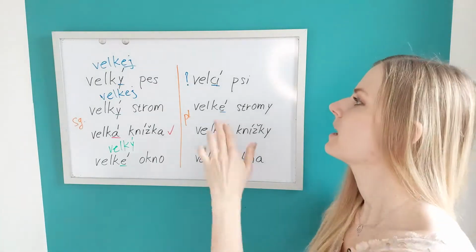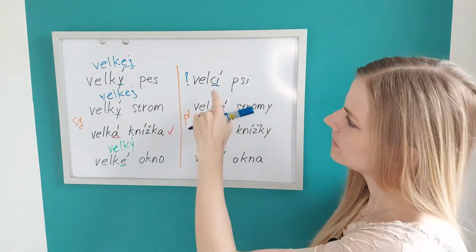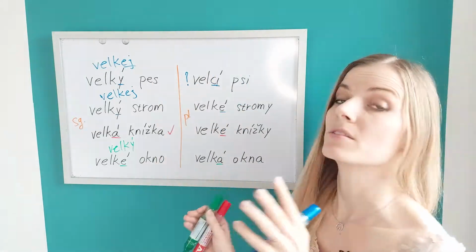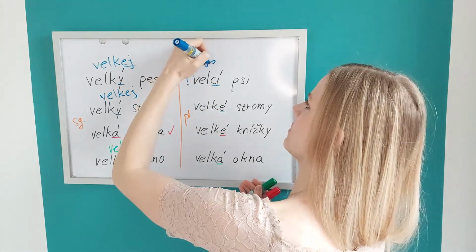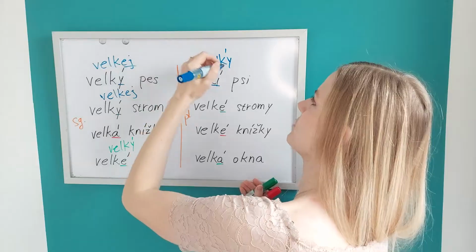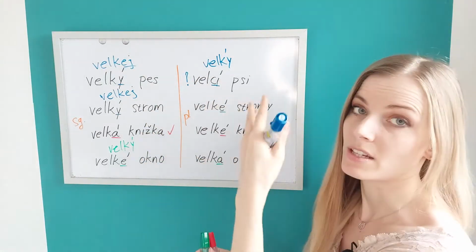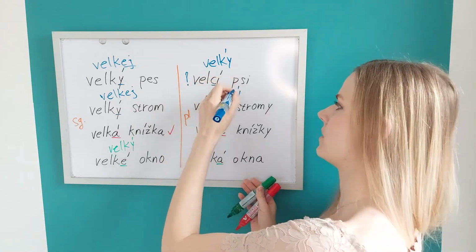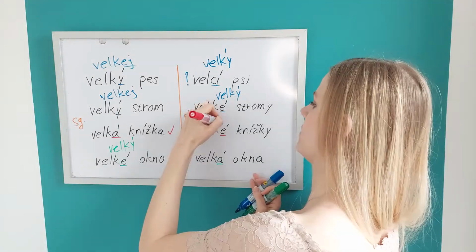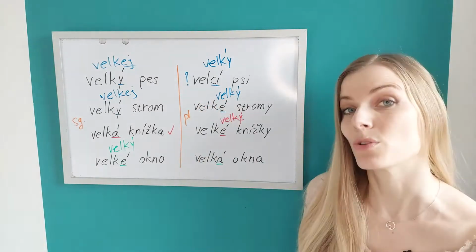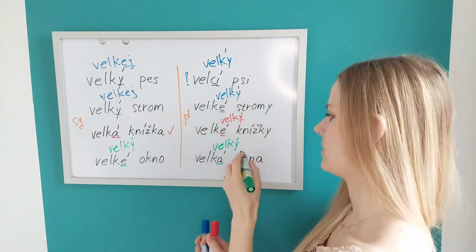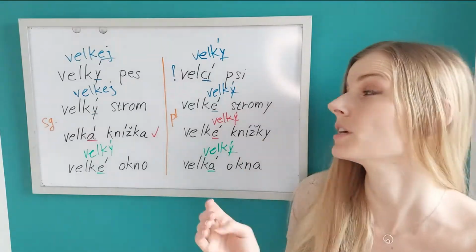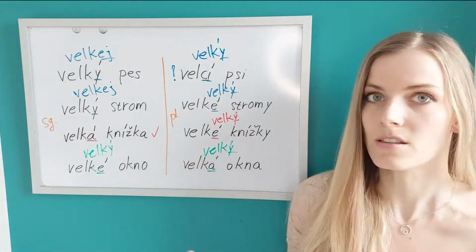They also change. Velcí psy is a little bit difficult, right? You have to think about the rules and the changes. But with the common Czech, we just use this lazy form, velký psy. You don't have to worry about any change. And we use the same form here, velký stromy. Also here, velký knížky, and also here, velký okna. So the plural here is Y. So when you take a look at it here, it's actually easier, right?